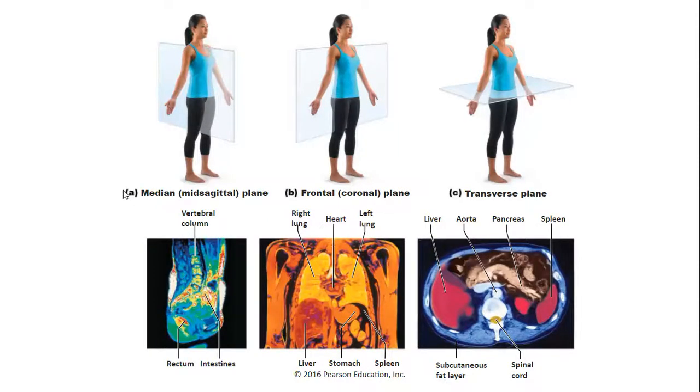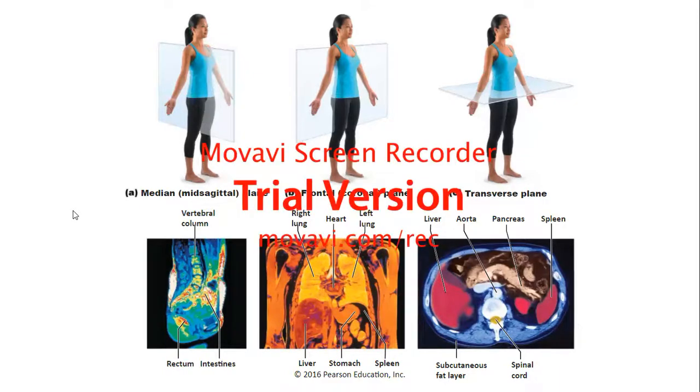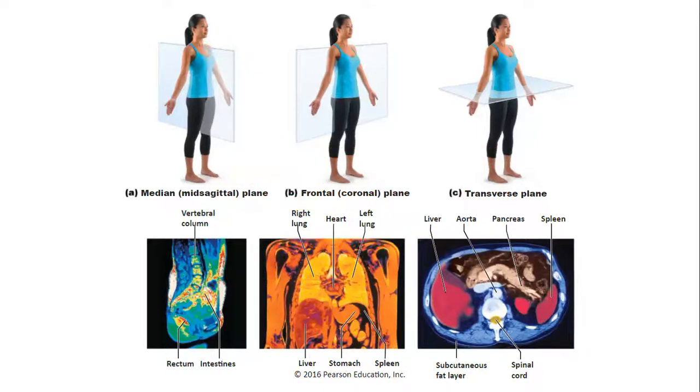So you can see all three of them at the same time. And again, this will be something that you will be asked on a test. What type of plane is this? Is it median or mid sagittal? Is it a frontal or transverse? So you do need to be able to identify different planes.